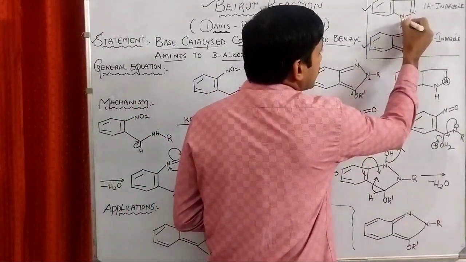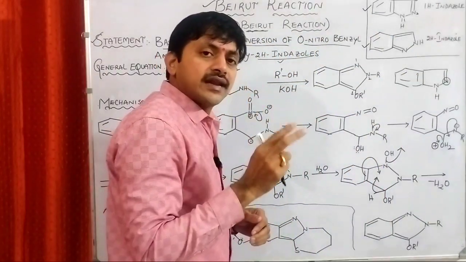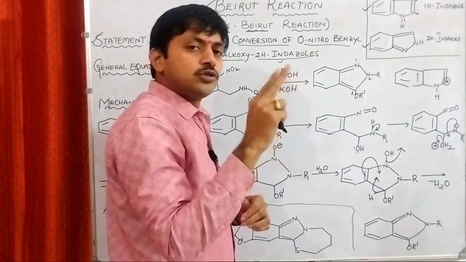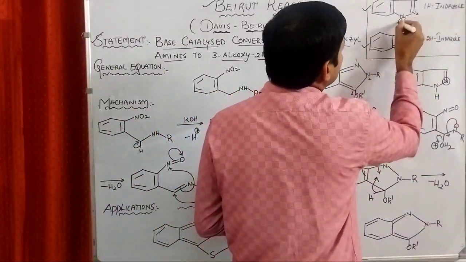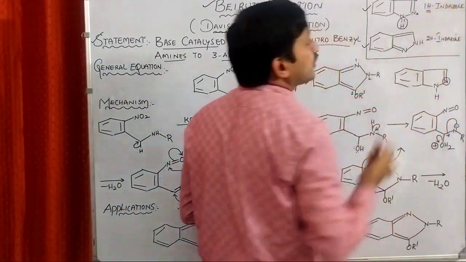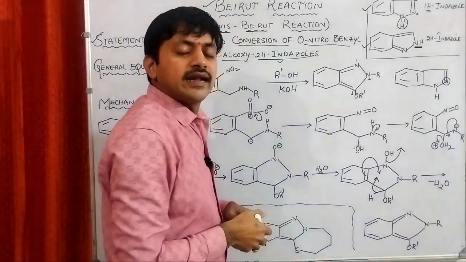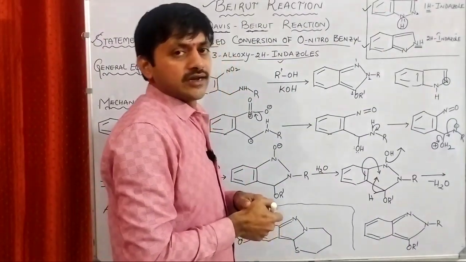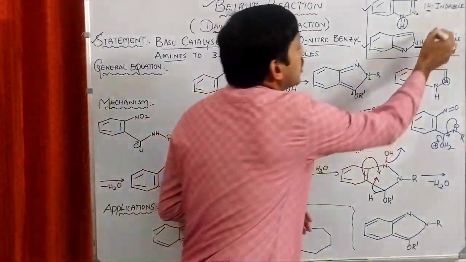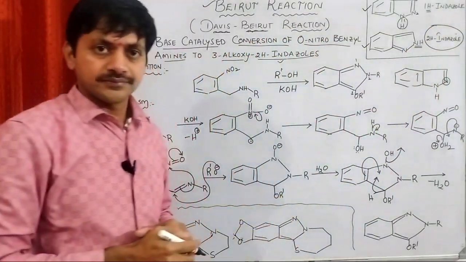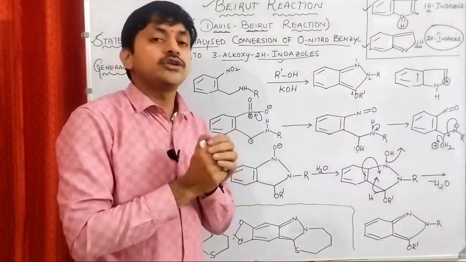With respect to this particular nitrogen, the second nitrogen occupies the second position. It means if both the nitrogen atoms are adjacent to each other, then those type of compounds are commonly called as indazole derivatives. If the hydrogen is present at the first nitrogen, that is commonly called as what? 1H indazole. If the hydrogen is present at the second nitrogen, then that is commonly called as 2H indazole. This particular reaction is useful for the synthesis of different 2H indazole derivatives. Remember that.